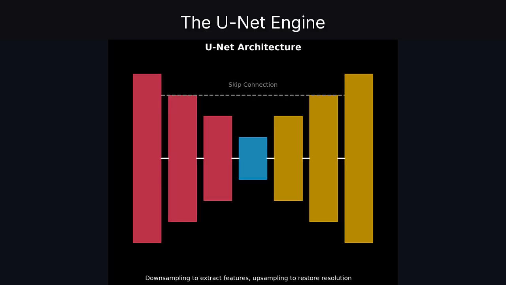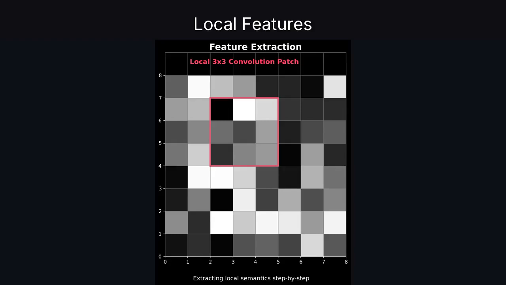The engine driving this prediction is usually a U-net. It uses two-dimensional convolutions to compress the image down into a tight bottleneck of high-level features, and then expands it back out to the original size. These convolutions act like a sliding window systematically moving across the image. As the window scans over the pixels, it detects local patterns like edges and textures, building an understanding of the visual geometry hidden beneath the noise.